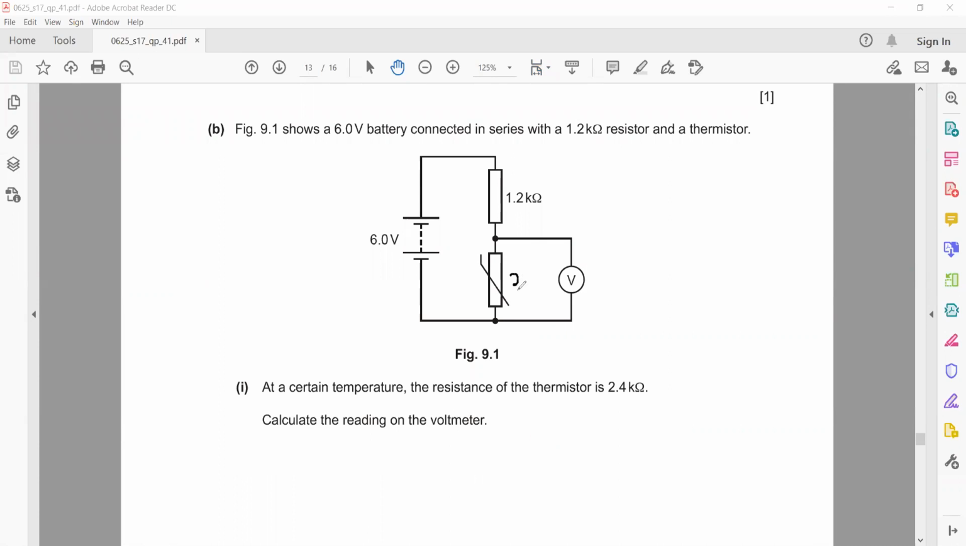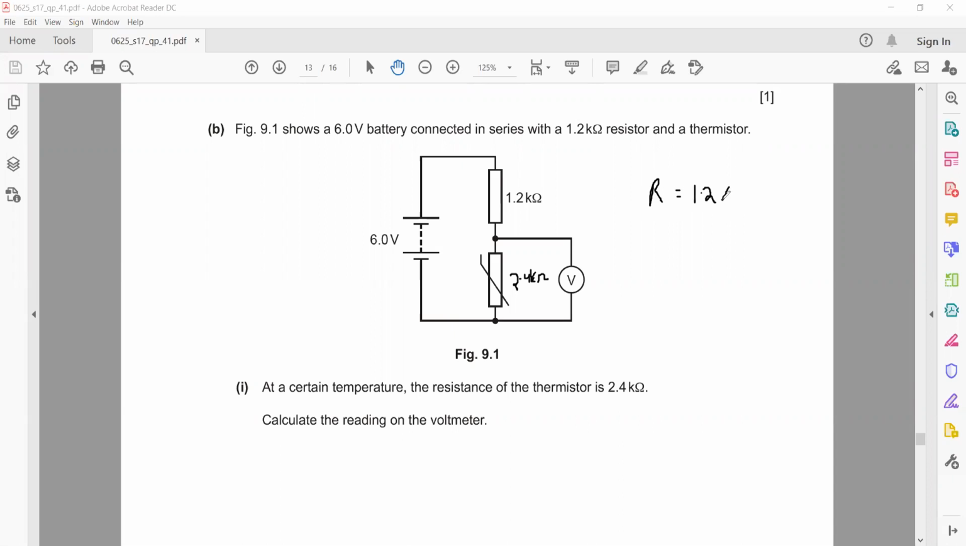For this we can use the voltage divider formula, or what we can do is first find the total current in the circuit. After finding the total current, because the two resistors are in series, they will have the same current, and using the current and the resistance we can find the voltage. So there are two ways. First you will find the total resistance.